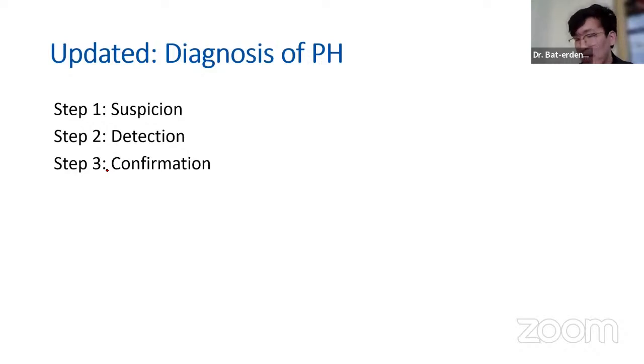Okay, how about the diagnosis of pulmonary hypertension? The new guideline describes a very simple algorithm to detect pulmonary hypertension from primary care to the pulmonary specialty centers. The diagnosis has step 1 for suspicion of pulmonary hypertension, step 2 for detection, and step 3 for confirmation of pulmonary hypertension.